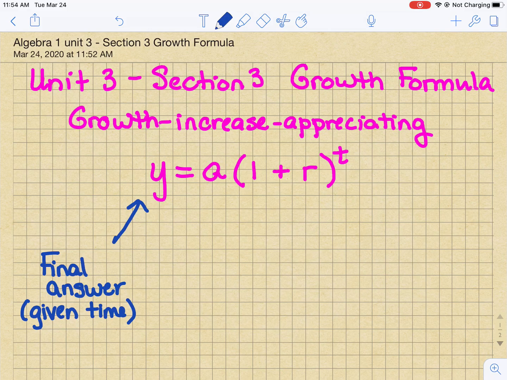So the A in this problem stands for our initial or starting value or amount. So you kind of have to know where you started to know where you're going to end up.